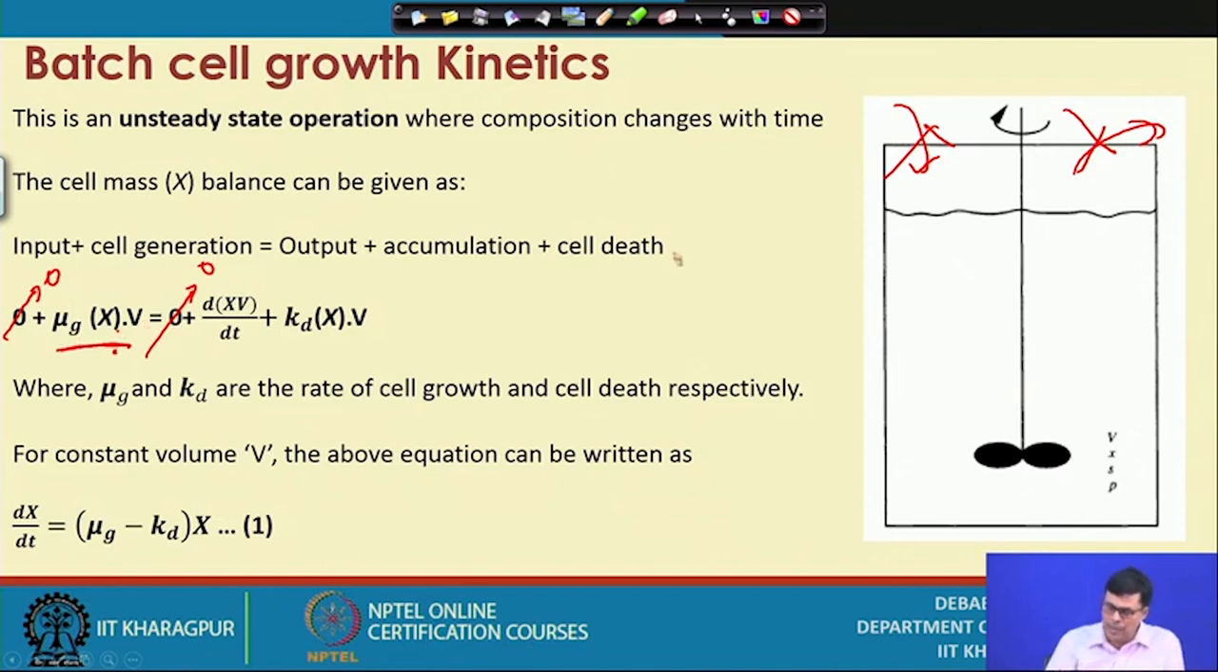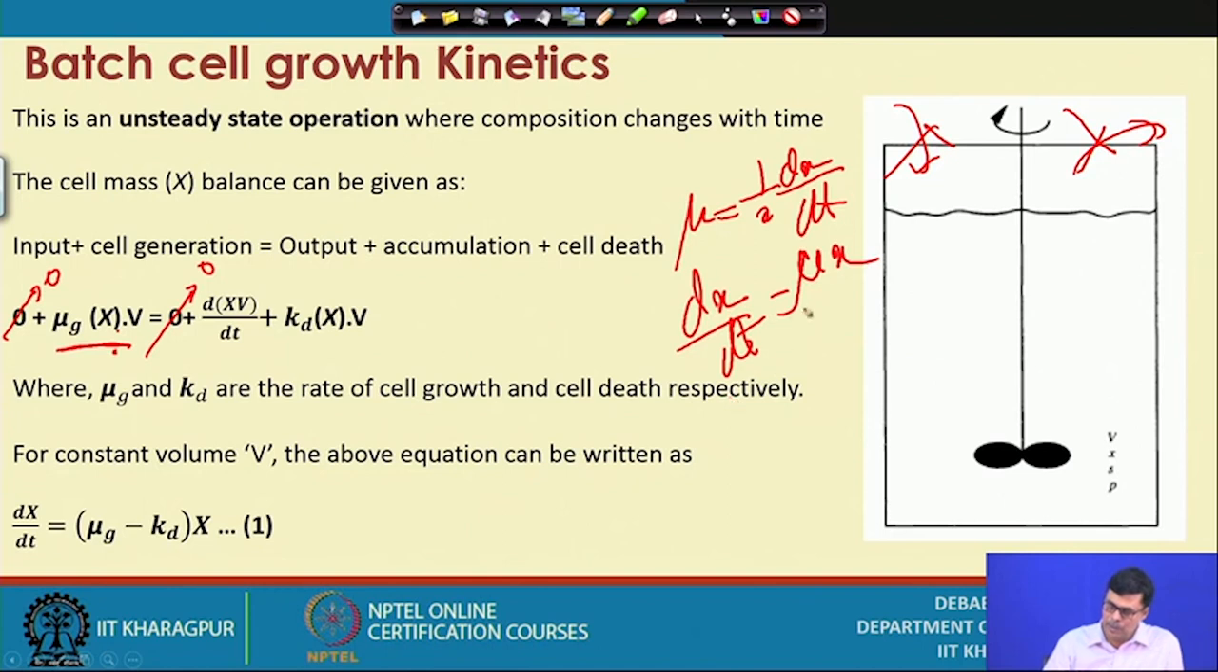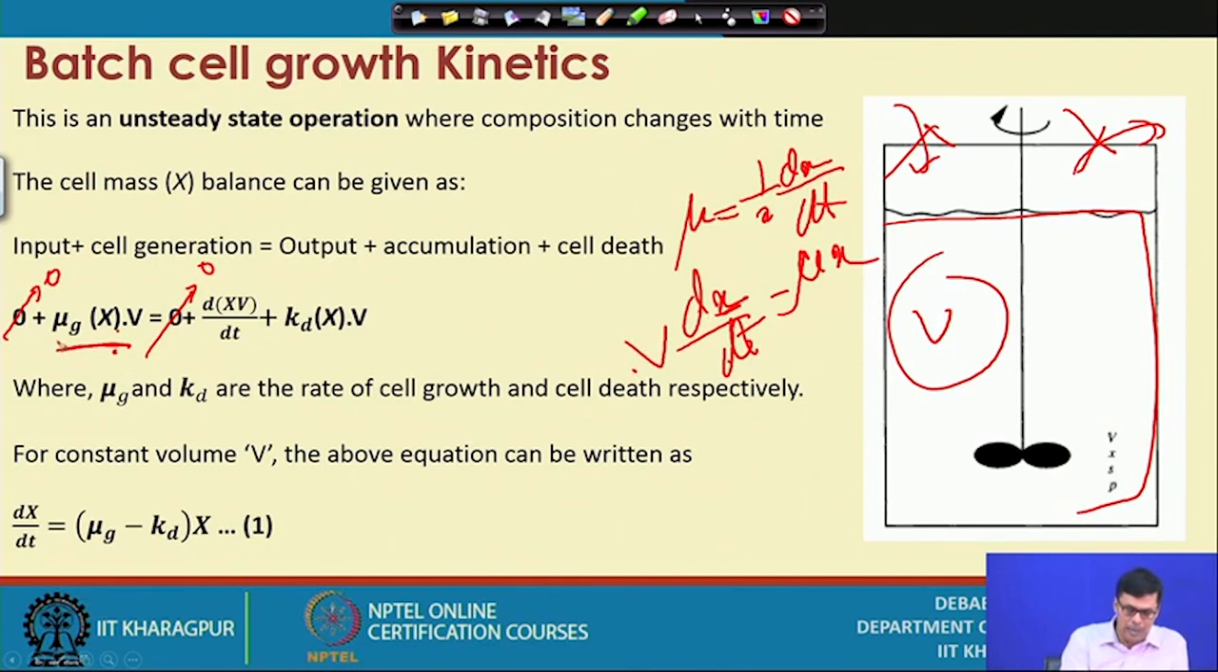So, we know that mu equals 1 by x dx by dt. Am I right? So what is dx by dt? It is the rate of growth of the cell, which is equal to mu into x. X is mass per unit volume, and V is the volume of the liquid. Growth takes place along the whole volume, so this is to be multiplied by V. The dx by dt into V, we can write as mu into x into V. Am I right?